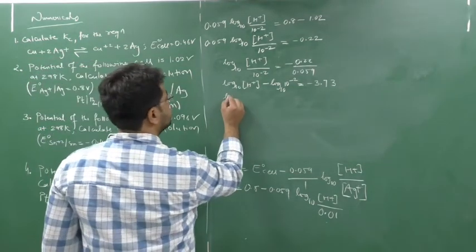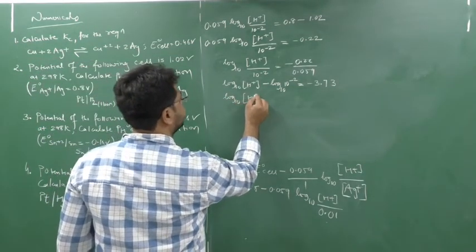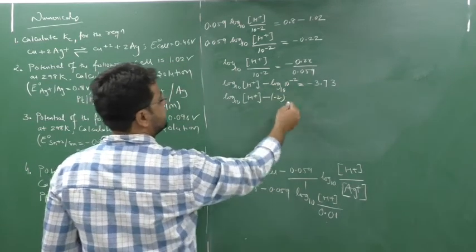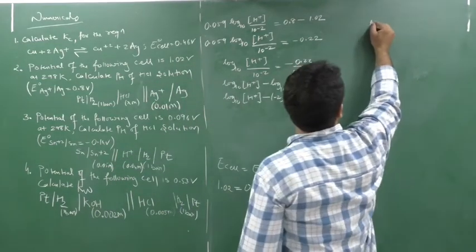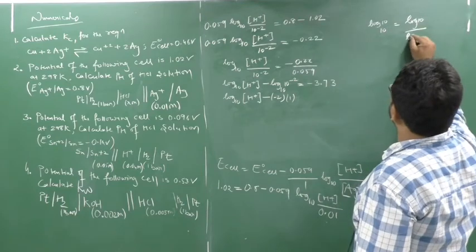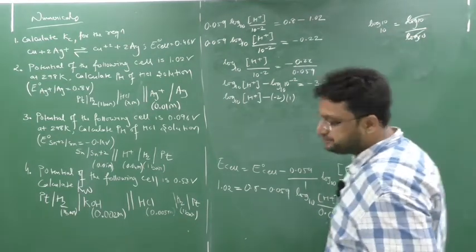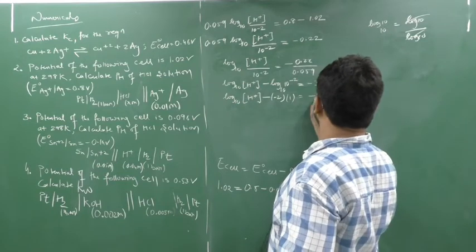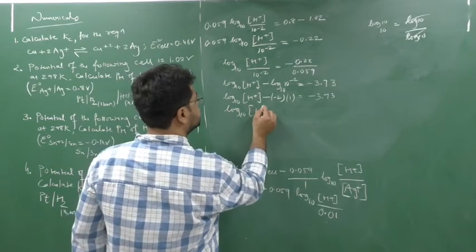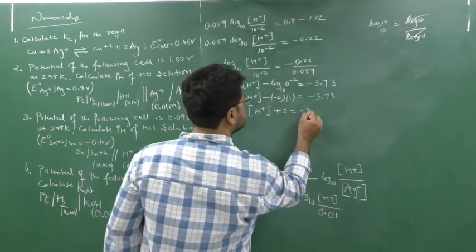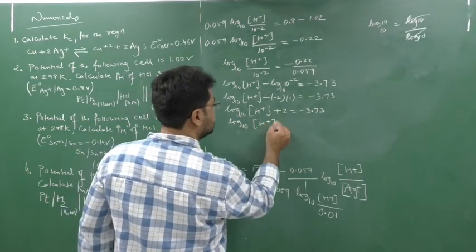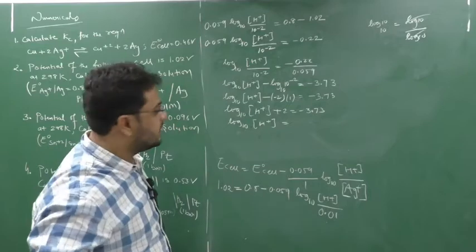Now I will solve this. Log to the base 10 of the concentration of H plus, this minus will come here, so minus of minus log 10 to the base 10. But log 10 to the base 10 means log 10 by log 10. As you know, log 10 means what? 1. I'll get the answer as minus 3.73. Again I'll solve this: log to the base 10 of the concentration of H plus, plus 2, equals minus 3.73. Now this plus 2 will go to that side, so what will happen? Minus 2.